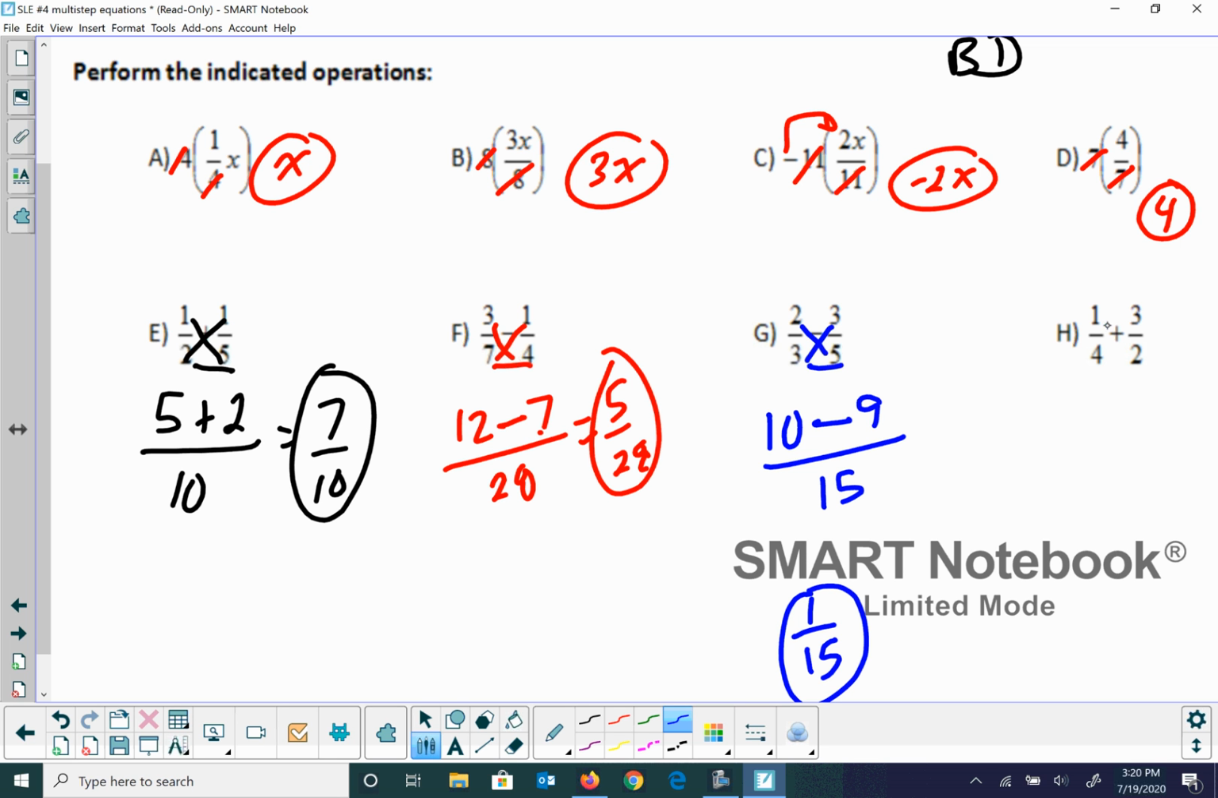I know. 1 times 2, 2. It's plus, so bring the plus down. 3 times 4, 12. Over 8. That's going to give me 14 over 8. Uh-oh, we have to reduce this one. 2 goes into 14 7 times, 2 goes into 8 4 times, so I get 7 over 4.